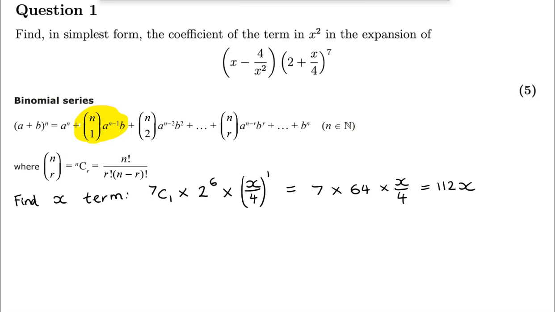And as we mentioned earlier, if we take the x from the first bracket and we times it by the x in that second bracket when I've expanded that all out, then that's going to give me an x squared term. Now, the second term in the first bracket, we've got that 4 over x squared.